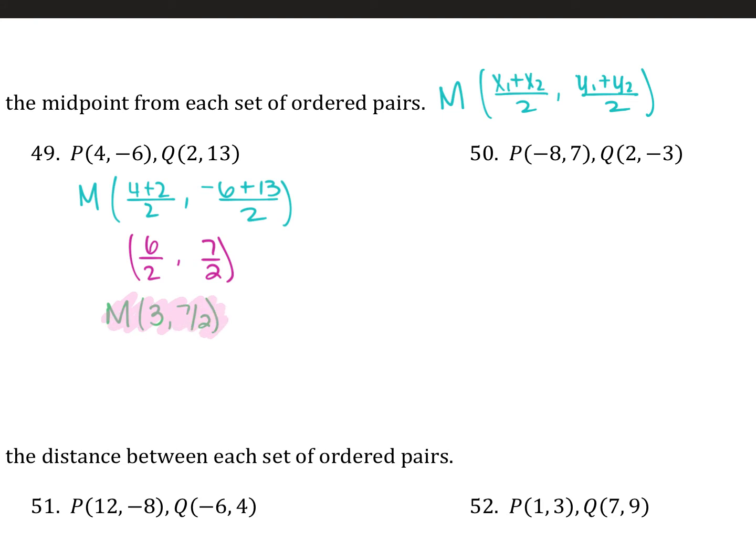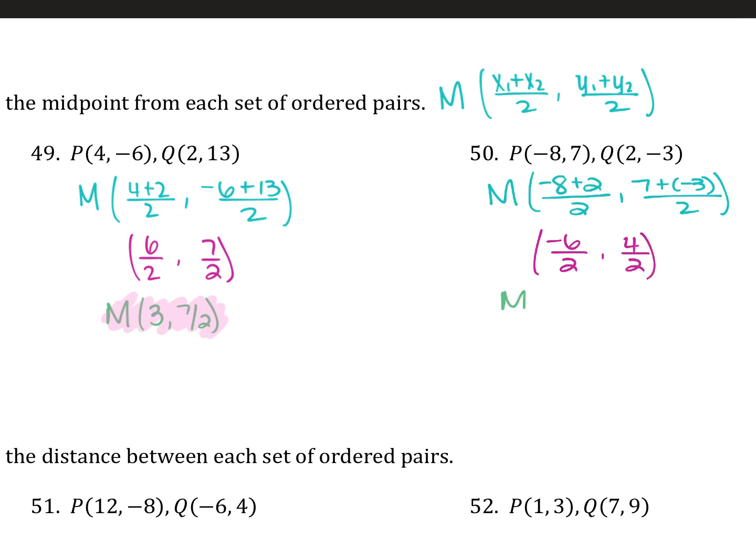For number 50, you're given p is equal to (negative 8, 7), and q is (2, negative 3). So if we use our midpoint formula again, we're going to take the sum of our x values. So that's negative 8 plus 2 over 2, comma, the sum of our y values, 7 plus negative 3 over 2. The negative 8 plus 2 is negative 6 over 2. The 7 minus 3 is 4 over 2. So this just simplifies to be (negative 3, 2).